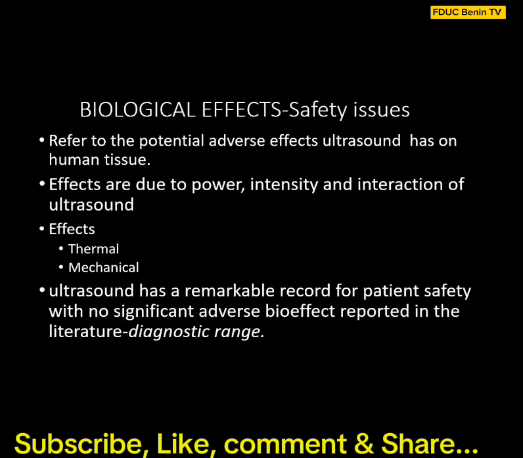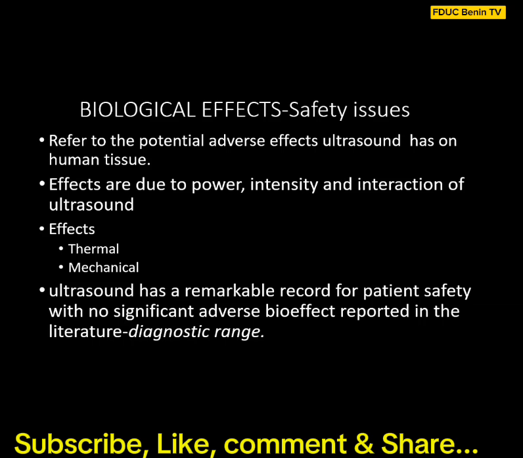For example, when the ultrasound wave is passing through and there is attenuation, what is usually generated is heat. That is what we call thermal. So we have thermal effects, and then we have mechanical effects.